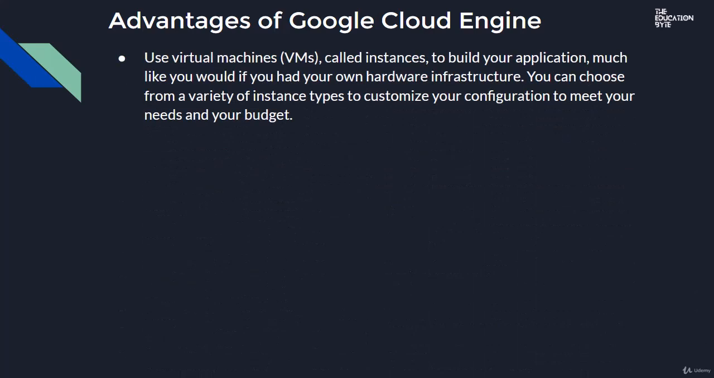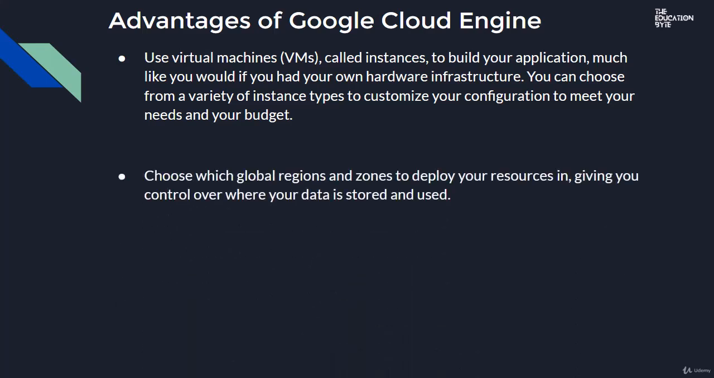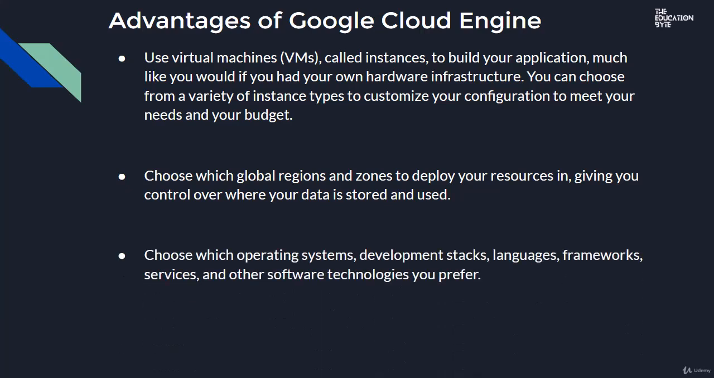Use virtual machines, also called instances, to build your application. Much like you would if you had your own hardware infrastructure, you can choose from a variety of instance types to customize your configuration to meet your needs and budget. Choose which global regions and zones to deploy your resources in, giving you control over where your data is stored and used. Choose which operating systems, development stacks, languages, frameworks, services, and other software technologies you prefer. And you can also create instances from public or private images.